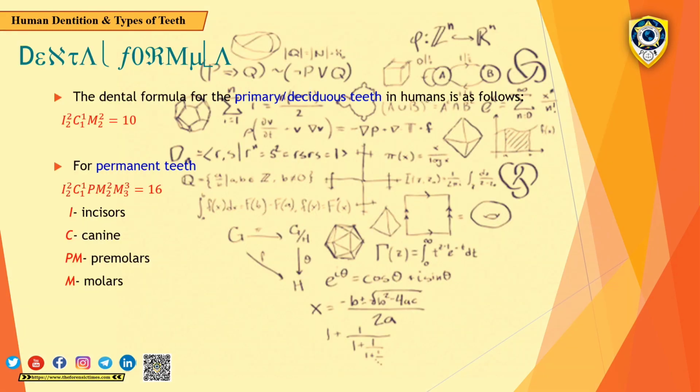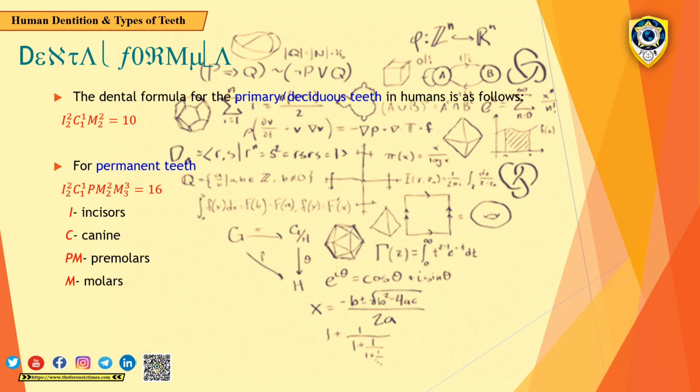What is this dental formula? In the previous video, there was a question asked regarding what dental formula is. So dental formula basically depicts the number of teeth that are present in the mouth. There are two formulas, one for the primary teeth and one for the permanent teeth.